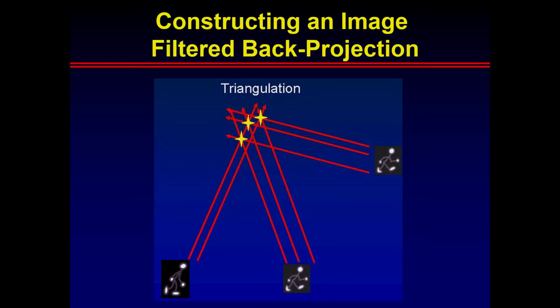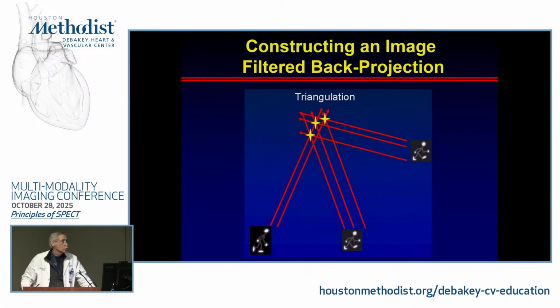All right, let's talk a little bit about image reconstruction. All image reconstruction uses filtered back projection, which is why we do arrays. And this is not only true in SPECT and PET imaging, this is also true in CT. I mean, everything is filtered back projection.